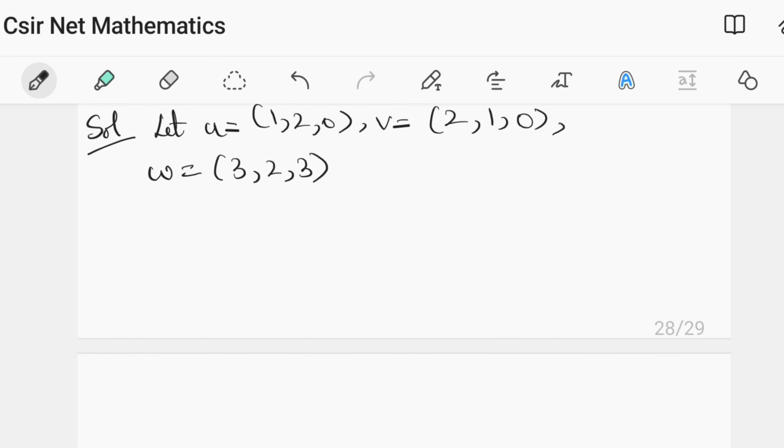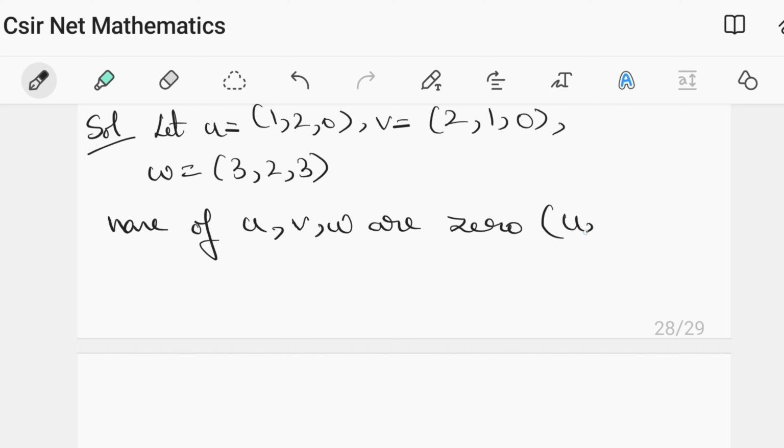So when you see this U, V, W, here itself we can make out that none of U, V, W are 0. When do you say that it is 0? Any one of U, V, W should be equal to (0, 0, 0). That is not the case in what we have considered. So none of them are 0, and one of the options is eliminated.